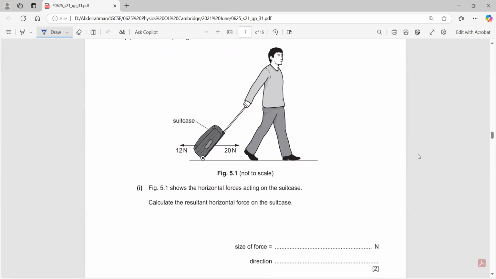Can I find the resultant force? Yes, I can find the resultant force. You need to subtract these forces. So 20 minus 12 is 8. And the direction is forward, to the right.